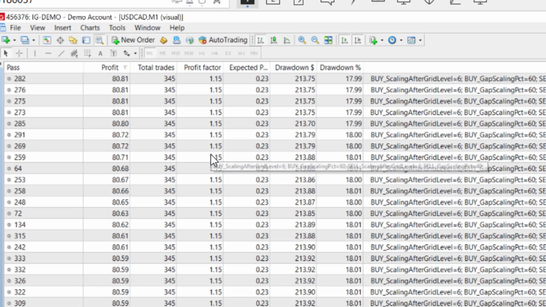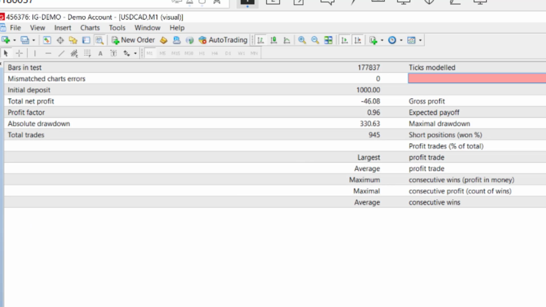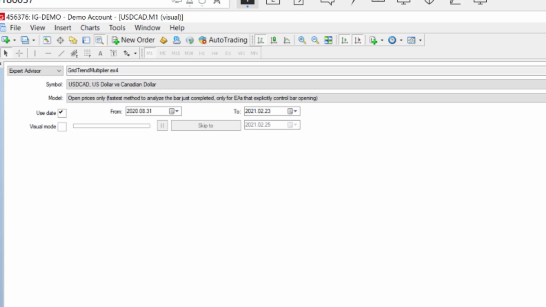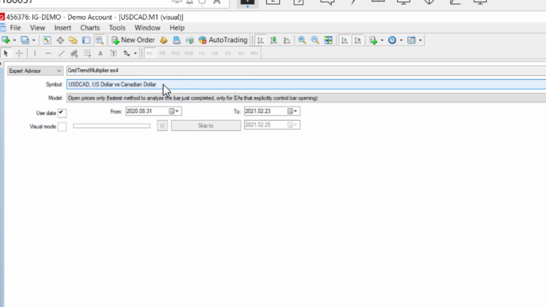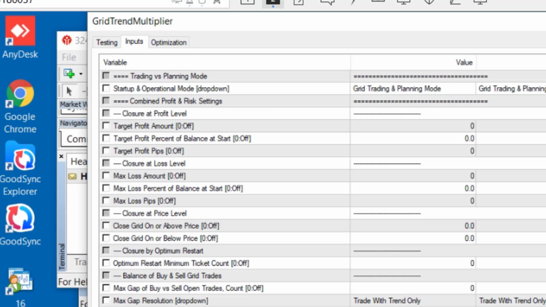So what it says is that we could have improved profitability by $80 over the 46 minus, so we could have improved profitability by about $120 by using the counter trend gap size trading. So what we're going to do is just look at these optimization results in a little bit more detail. It's basically saying at level 6 you should scale by about 60%. So I'm going to just load that in as input parameters, and you'll see that the input parameters have changed now.